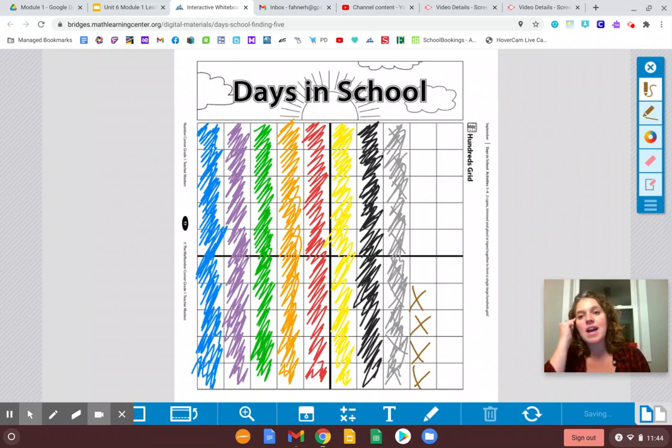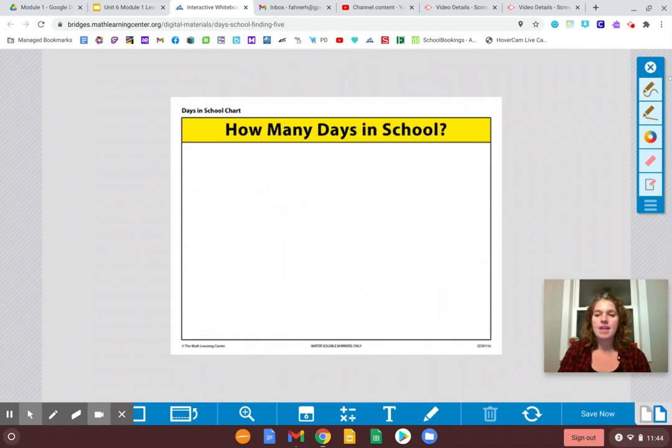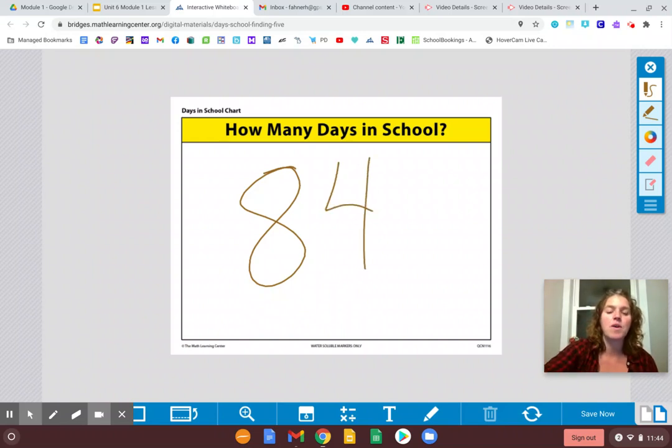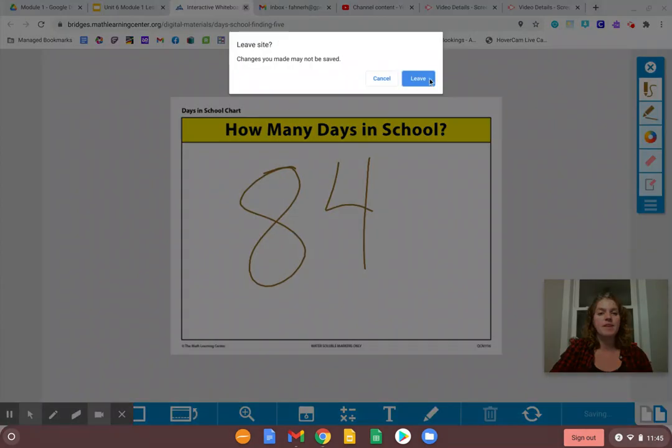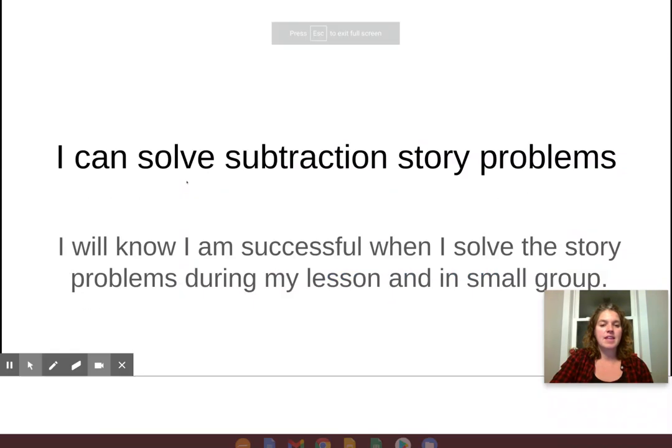I want you to think right now, how would we write 84? Well, we said that there were 8 groups of 10. That makes up our 80. 8 groups of 10 equals 80. And then we have 4 in that other column, 84. That's how many days we have been in school.